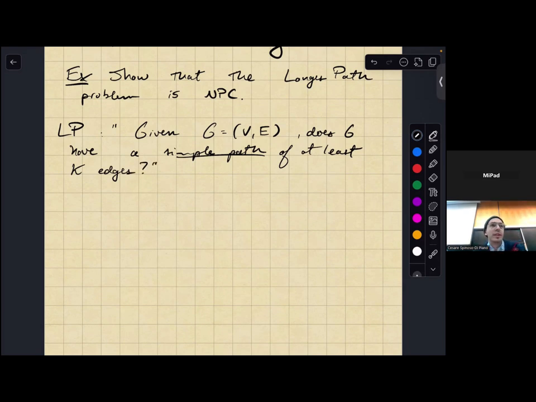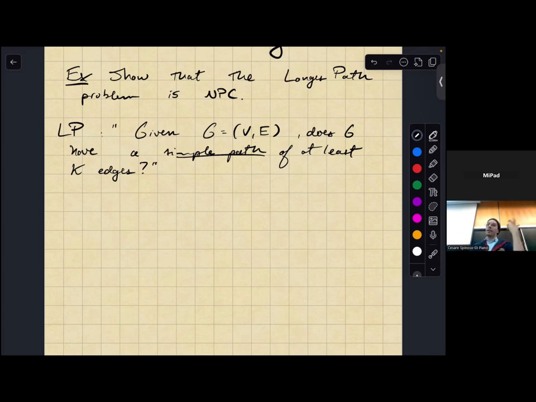And the reason why it's called the longest path problem is because you can use it to actually find the size of the longest path. You just go through each K one by one, and at some point the answer for K equals n is going to be yes, and the answer for n plus 1 is going to be no.